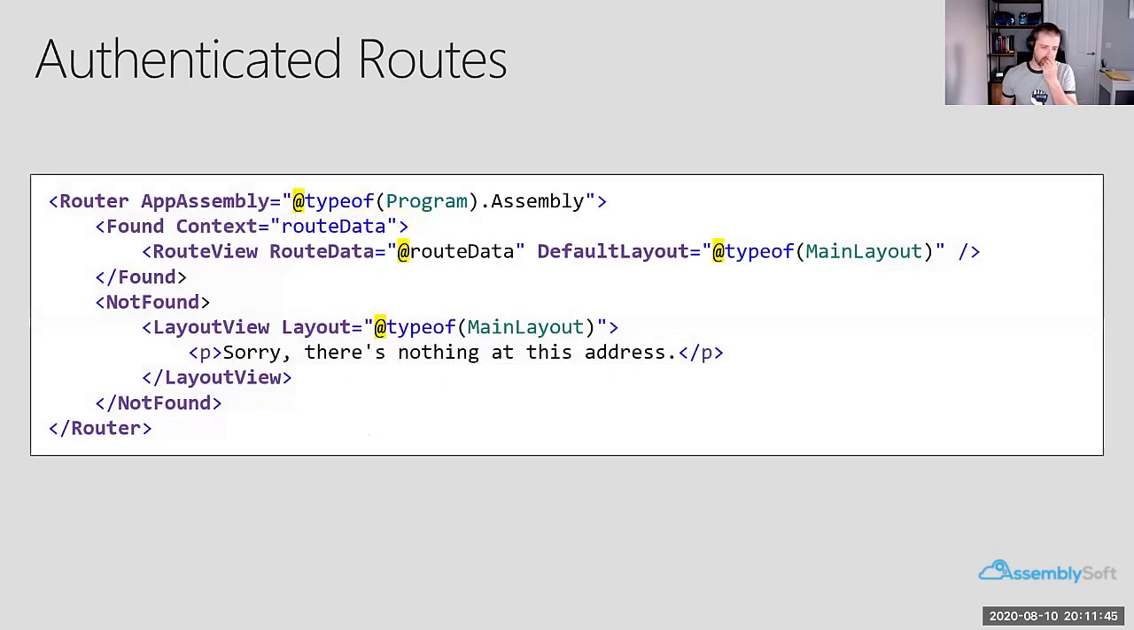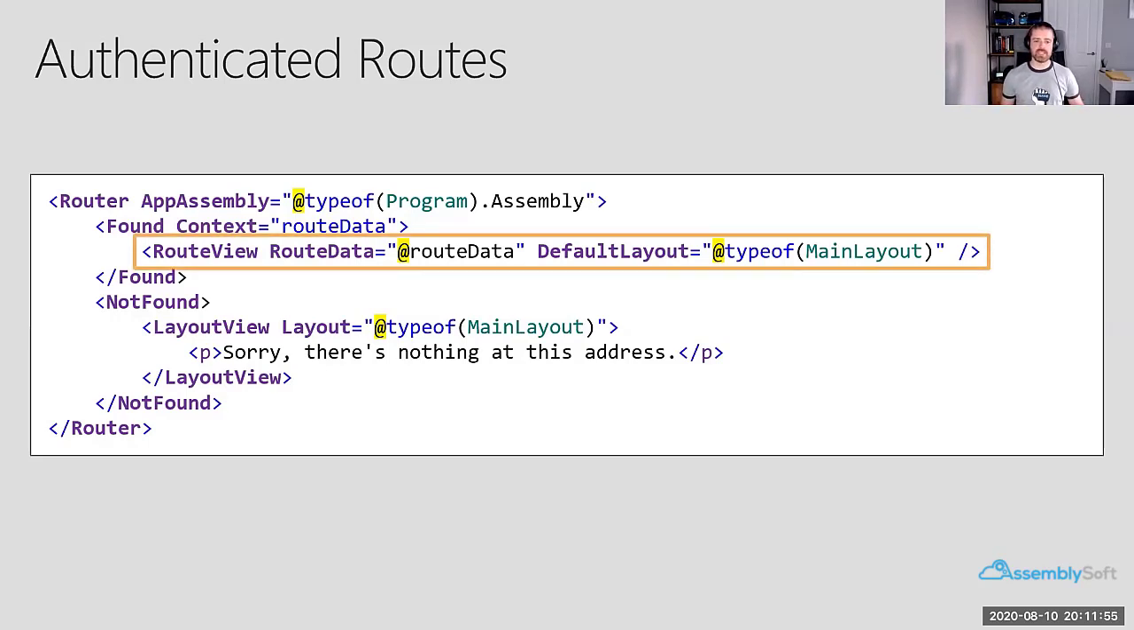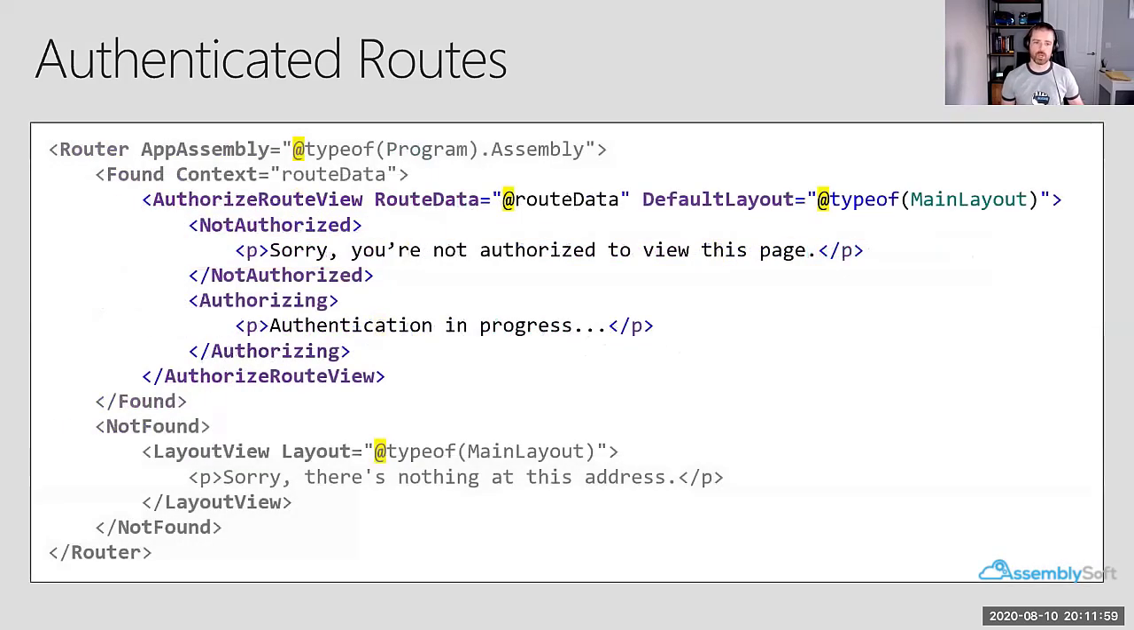Now, in order to make this work, you actually have to make some changes to Blazor's router. So the route view component by default doesn't understand authenticated routes. It doesn't have any clue what that authorize attribute means. So what we need to do is take this particular component and swap it out for another one called authorized route view. This is actually derived from the route view component, but it's got some extra secret sauce in it, which allows it to understand how the authorize attribute works.